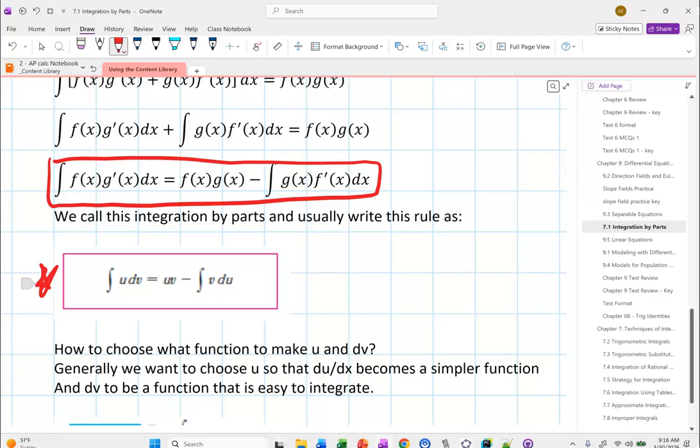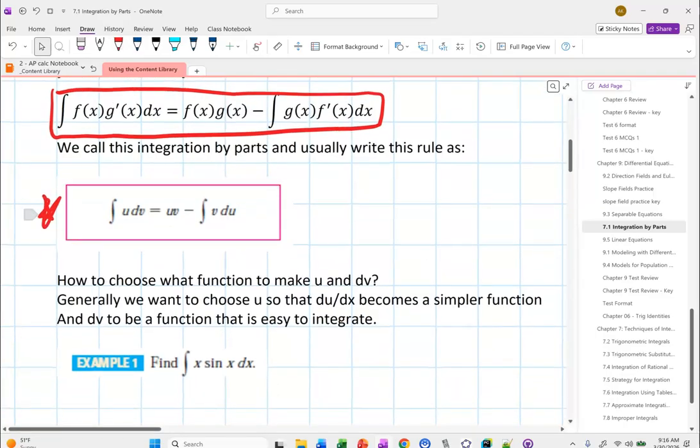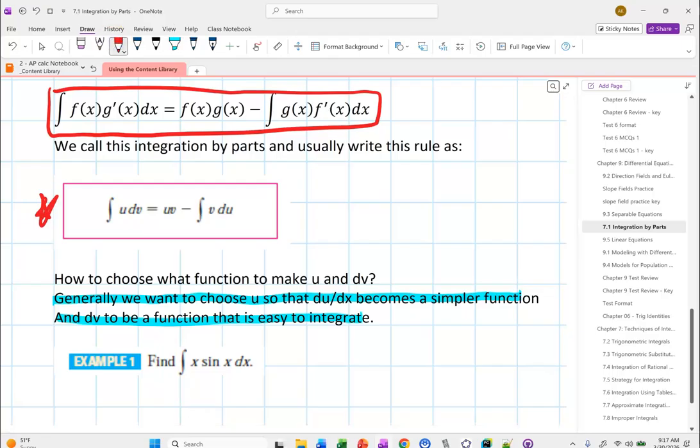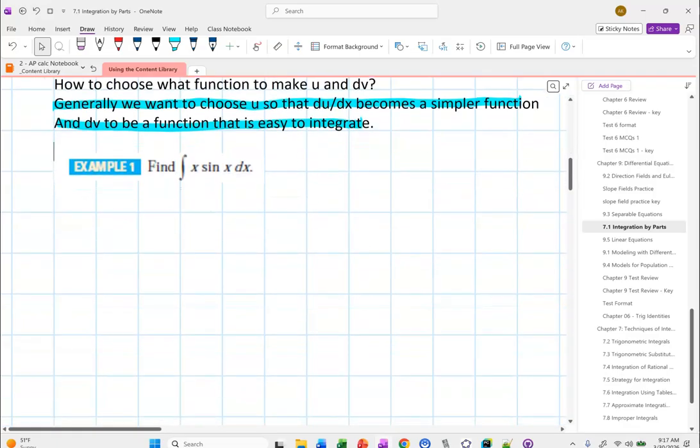Now, the catch here is that we're going to have to pick the stuff we want to be our u and the stuff we want to be our dv. So in general, we want to pick our u so that the derivative becomes simpler and our dv so that it's easy to integrate. Everybody's okay with that? All right. So we'll do some examples of this, and then we're going to move on to the next thing. But it's basically just using this formula. Okay? All right, so let's take a look at our first example. Here is the integral of x times sine x dx.